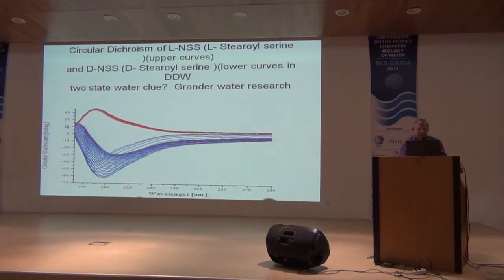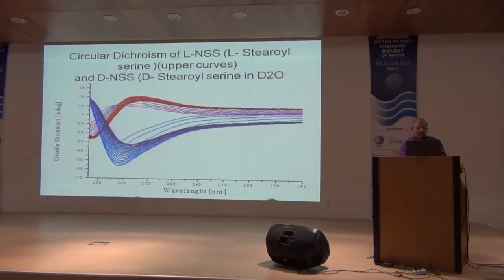Now that was the differences of L in water. As you can see, when we move to D2O, L becomes very, very similar to D. So again, we have a preferential interaction of water with L, and that is abolished in D2O water. It's a clear-cut thing.